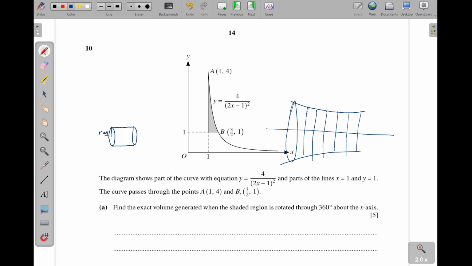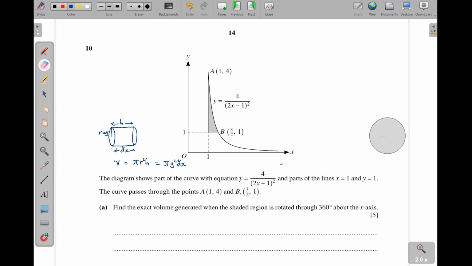Then we also need to get the height. This will be between the two x values, so that is a small change in x. And we know that the volume of a cylinder is equal to pi r squared h. So this one is going to be pi y squared delta x. But now, since we are moving from here to here, we are going to have a big change in x. So that delta x, I turn it into dx.